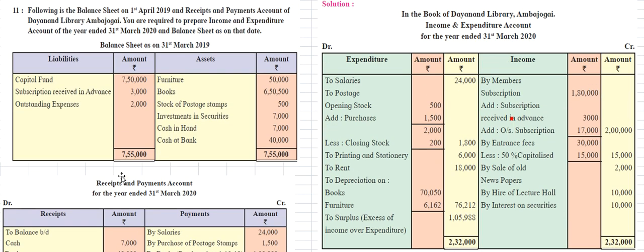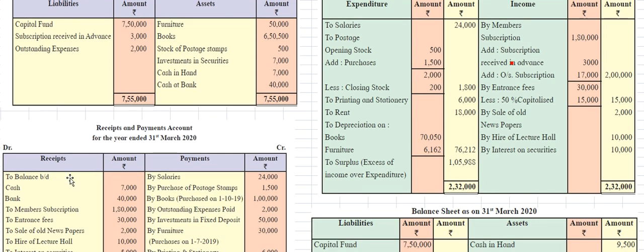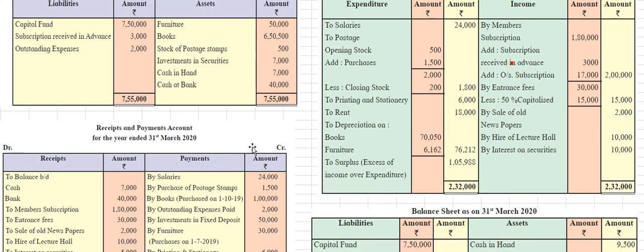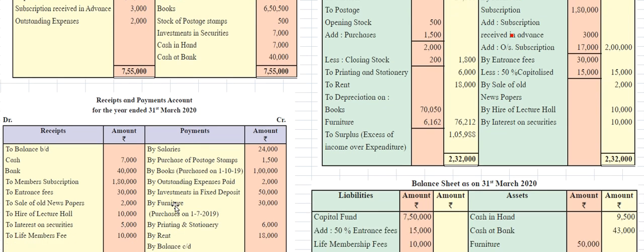Using these adjustments, the balance sheet and the receipts and payment account, we need to prepare the income and expenditure account and the balance sheet. In the income and expenditure account, all the payment entries will come in on the expenditure side. So, to salaries, the amount is 24,000 rupees, and to postage, the purchase of postage is 1,500 rupees.